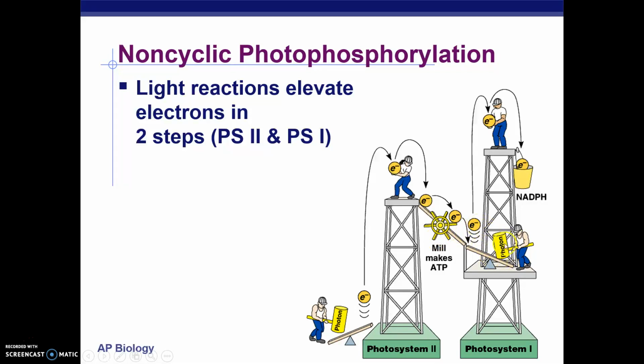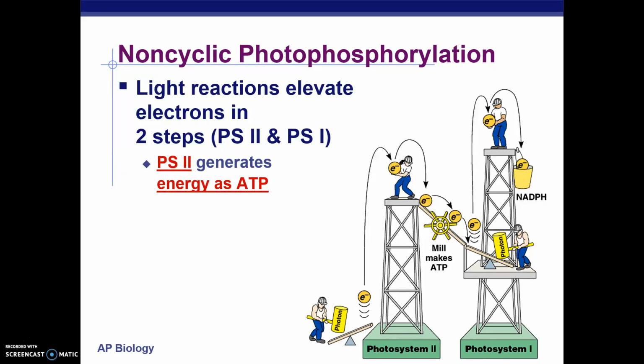The electron gets re-energized by a photon when it passes through photosystem 1. This re-energized electron reaches yet another higher level and then eventually ends up in NADPH. So this is non-cyclic because this electron that goes from photosystem 2 to photosystem 1 and then eventually ends up in NADPH does not cycle back, and hence it is known as non-cyclic photophosphorylation.